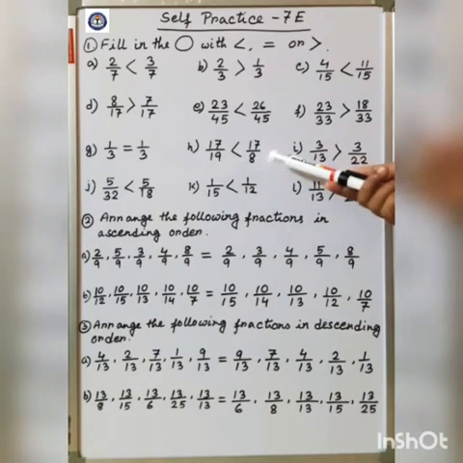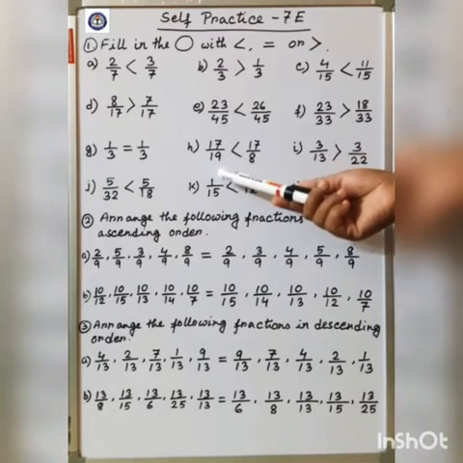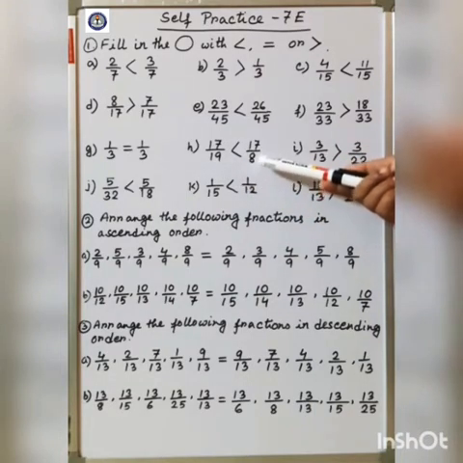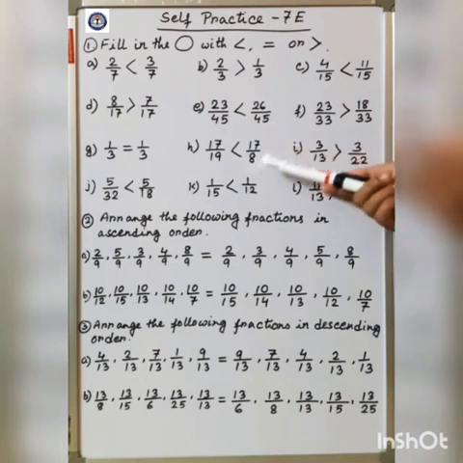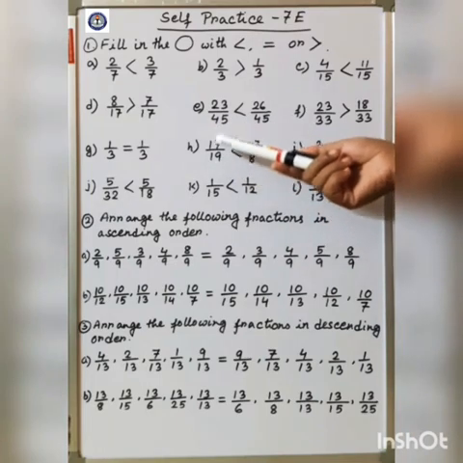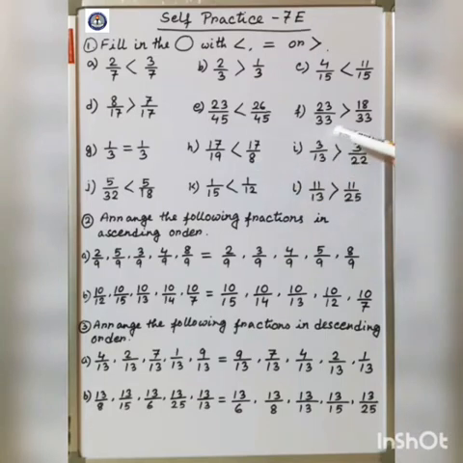Next there are different denominators. So when denominators are different and numerators are the same, then the greater the denominator, the smaller the fraction, and the smaller the denominator, the greater the fraction. Therefore 8 is smaller, so this fraction is greater than this fraction. Therefore 17 by 19 is less than 17 by 8. Now 3 by 13 and 3 by 22. 13 is less, therefore the fraction 3 by 13 is greater than 3 by 22.